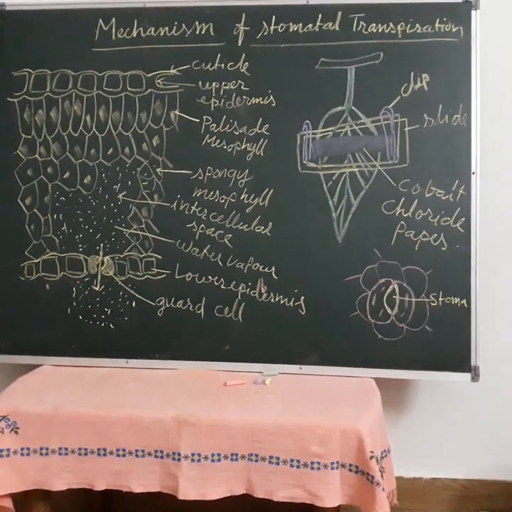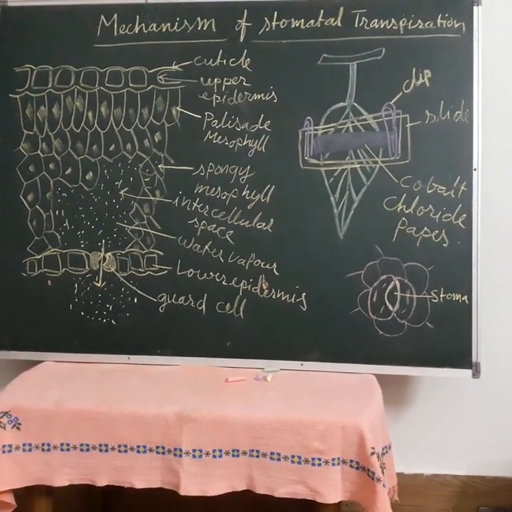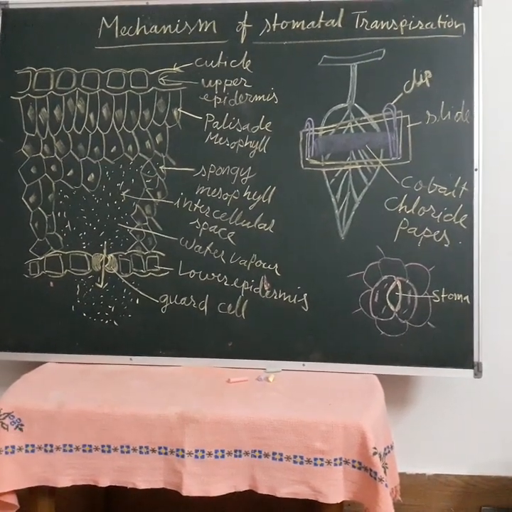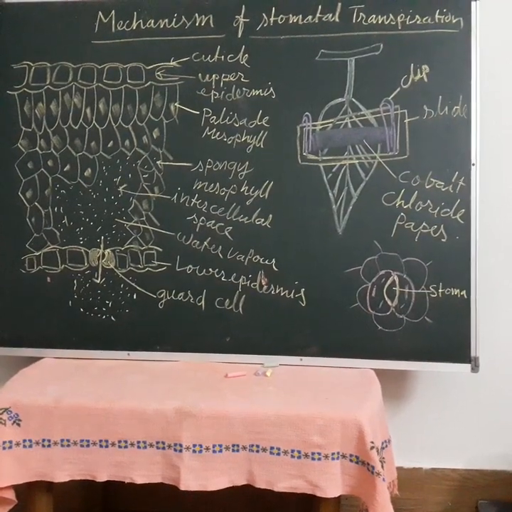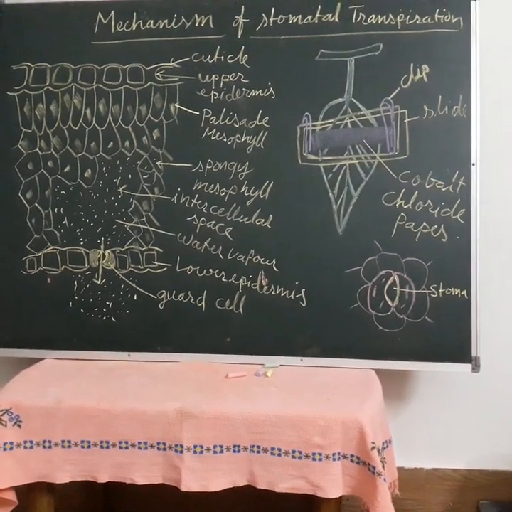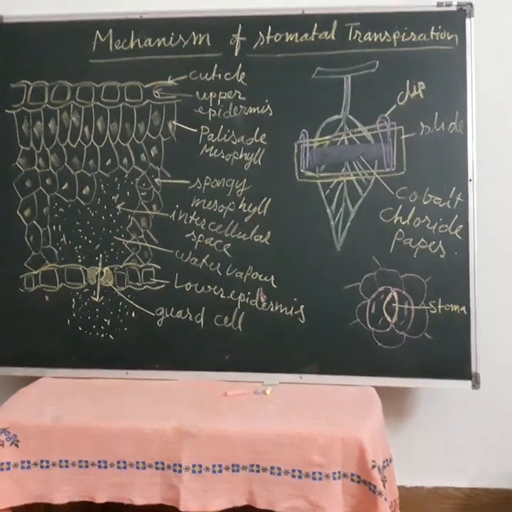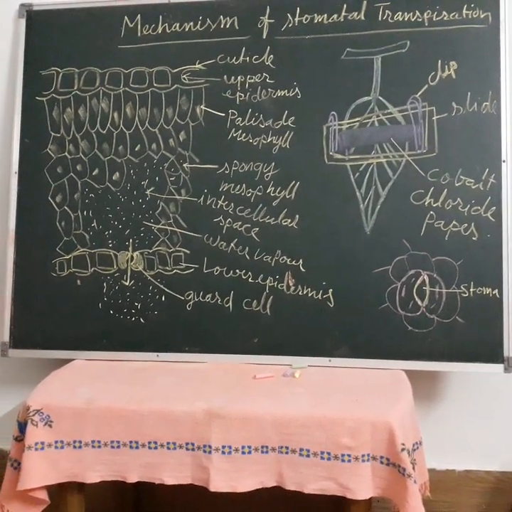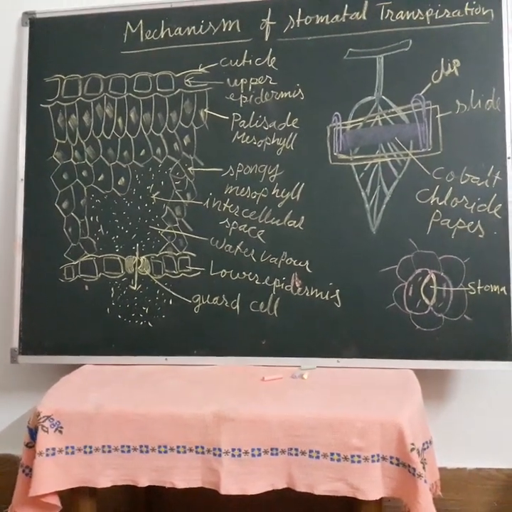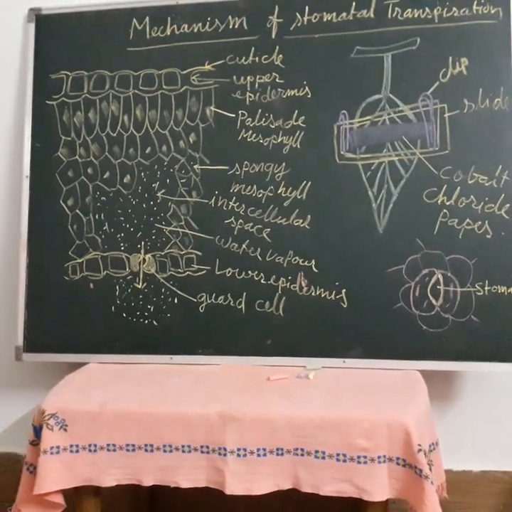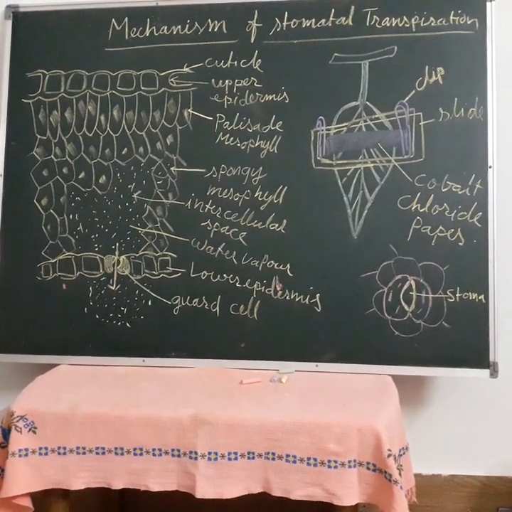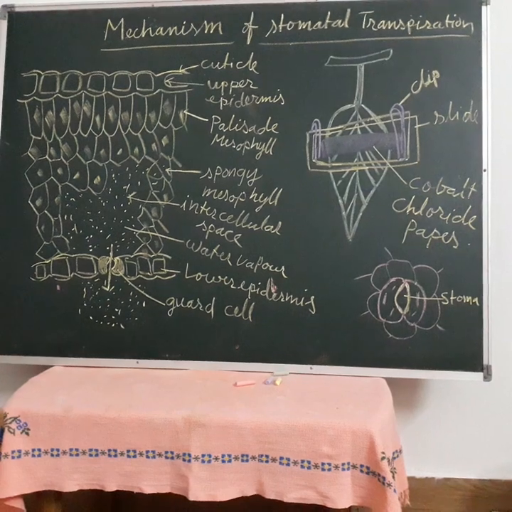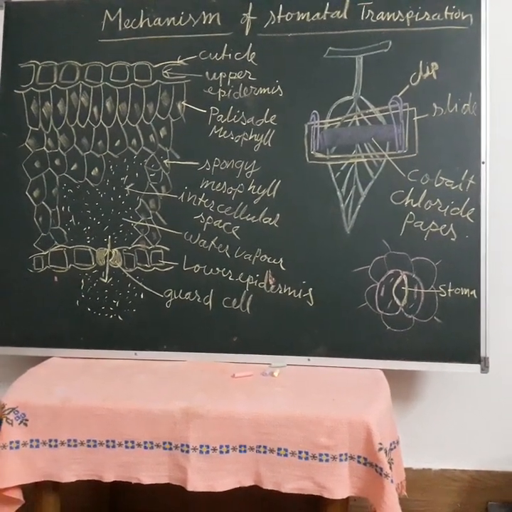Now we will see the factors which affect transpiration. Factors which affect transpiration. Intensity of sunlight. Sometimes you will be asked to write any 3 or 4 factors which affect the rate of transpiration. So you need to learn any 4 points with explanation. Intensity of sunlight.